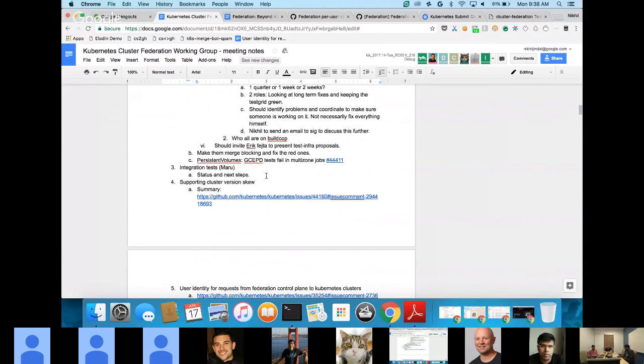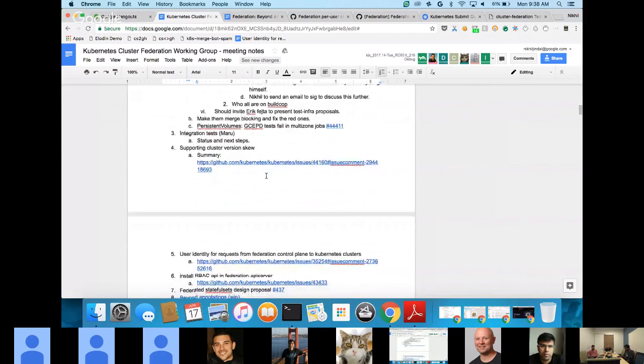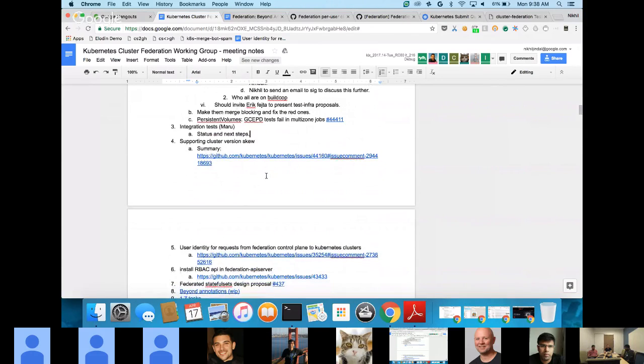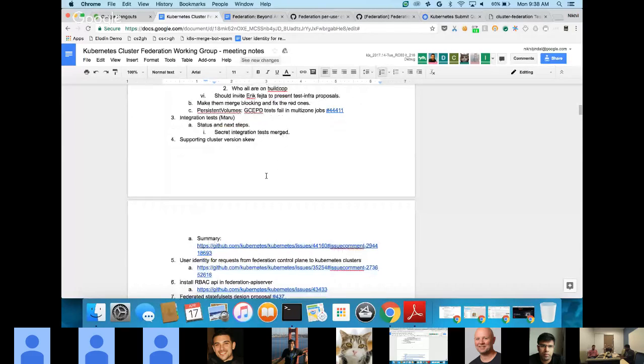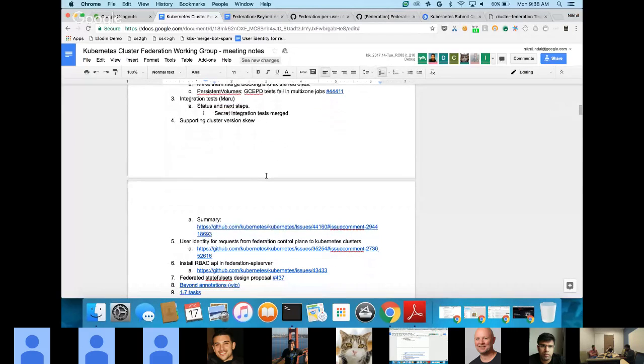Next is integration tests. I guess this is probably something I should have been there for last time. Initial integration tests have merged. So the secret controller is now being validated in integration tests. I'll post instructions on this doc in a sec as to how to run them. Jonathan's working on getting config maps. Christian's agreed to get daemon sets working. And as part of the work to move those resources over to the new generic sync controller, they'll automatically get integration tests.